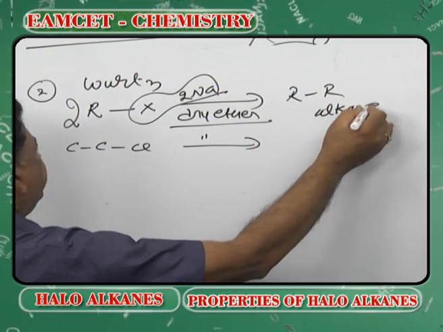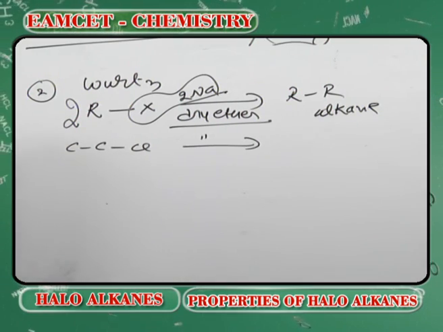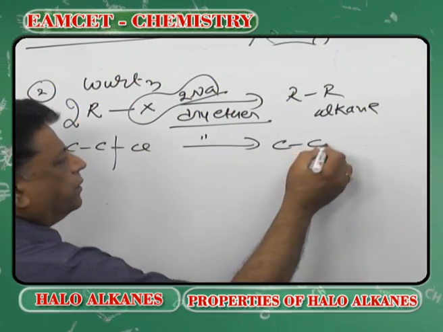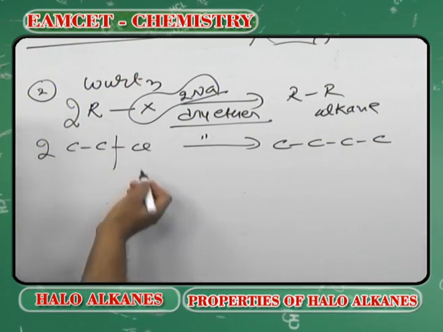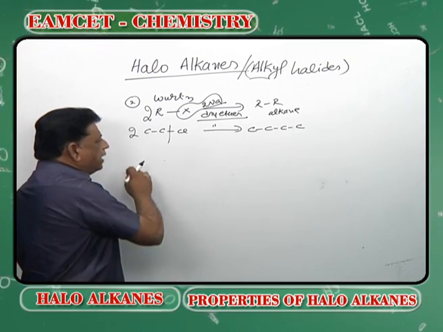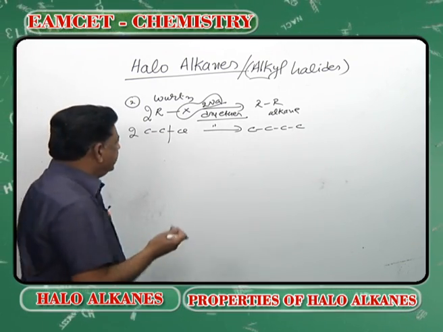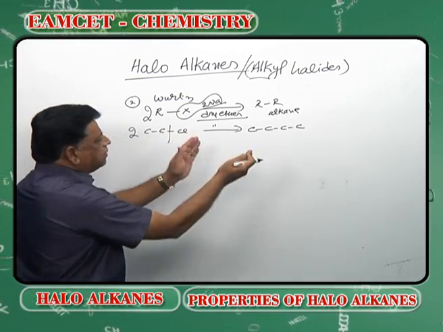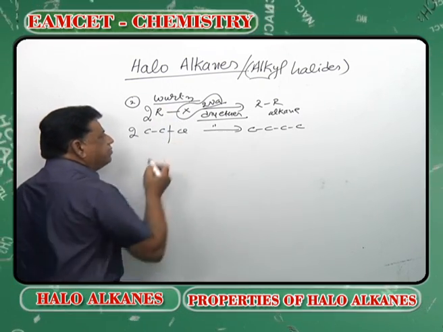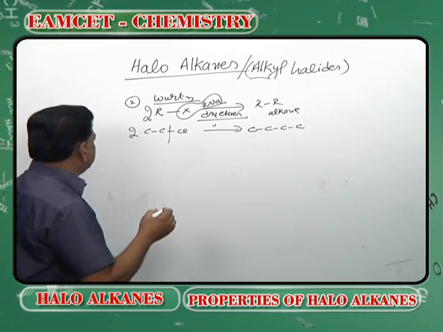In the case of ethyl chloride, guess the answer: ethyl will be doubled, so the answer will be butane. If butyl chloride is taken, then you will get octane, or propyl chloride will give hexane. Exactly, the R is replicated, doubled, so the answer is double. This is a name reaction called Wurtz reaction.